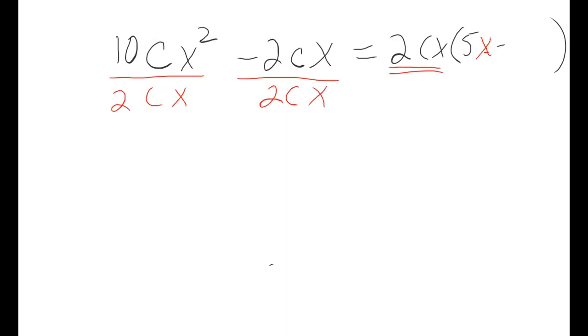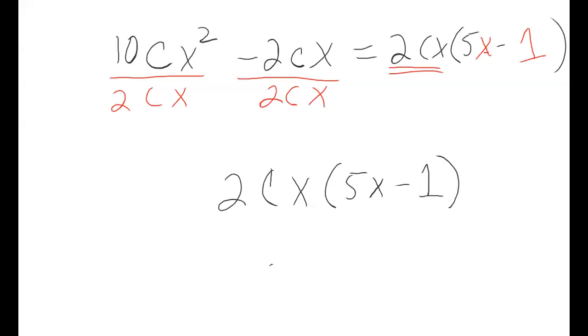However, in this case, I can't be a lazy mathematician. I have to put the 1 in there. So the final answer is 2cx times (5x minus 1). I'm trying to make my c look more like a c and less like a parenthesis. And the reason we have to put a 1 there is if I redistribute this, I better get back to where I started. So 2cx times 5x is 10cx squared, and then 2cx times a negative 1 is a negative 2cx.